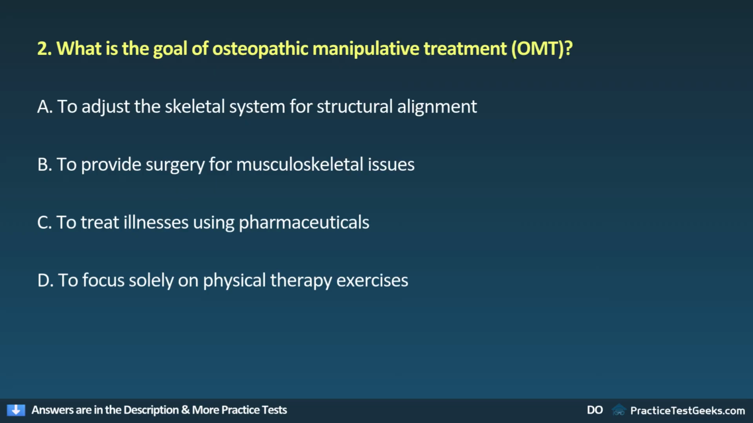2. What is the goal of osteopathic manipulative treatment (OMT)? A. To adjust the skeletal system for structural alignment. B. To provide surgery for musculoskeletal issues. C. To treat illnesses using pharmaceuticals. D. To focus solely on physical therapy exercises.